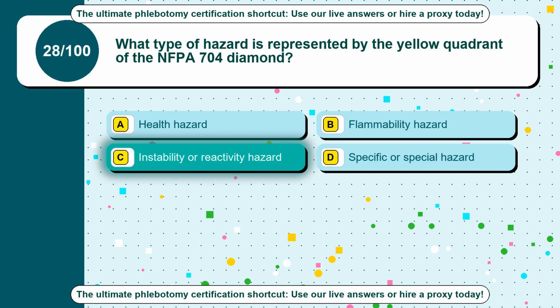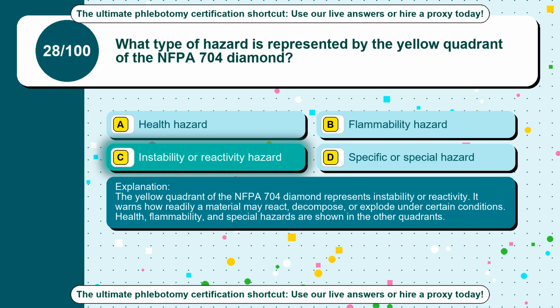Instability or reactivity hazard. The yellow quadrant of the NFPA 704 diamond represents instability or reactivity. It warns how readily a material may react, decompose, or explode under certain conditions. Health, flammability, and special hazards are shown in the other quadrants.